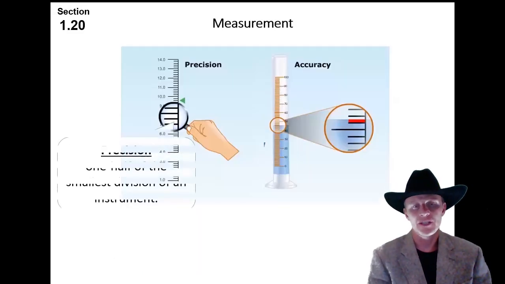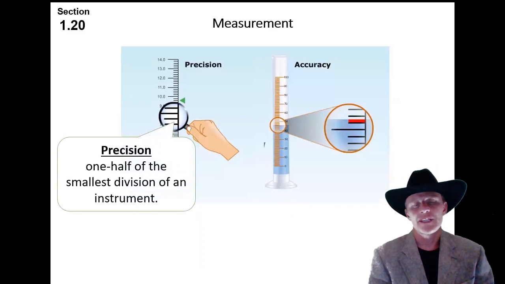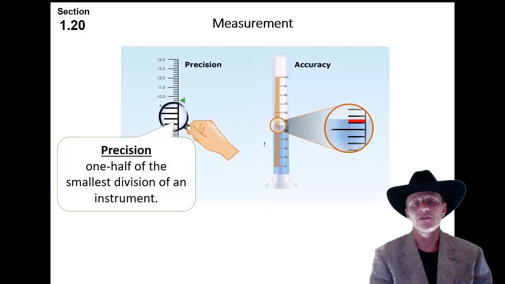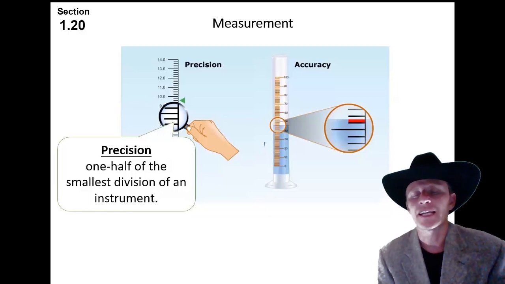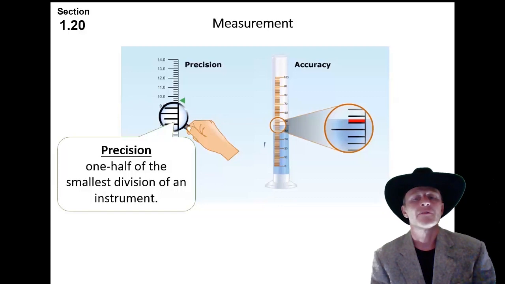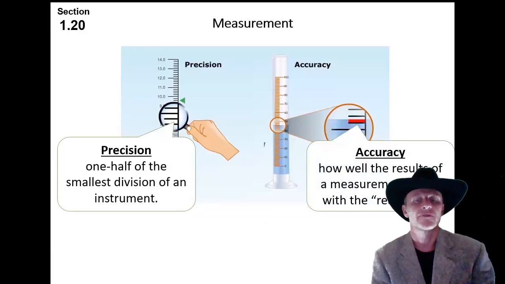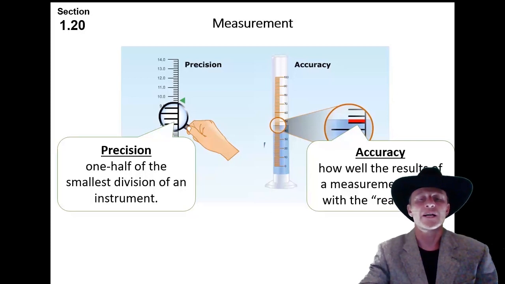Precision's definition. You see all the lines on a scale. Precision's definition comes from those lines. So if you go 1/2 of the distance from one line to the next line on a scale and you figure out what that is, that's what we're calling precision. It has nothing to do with the measurement. It has everything to do with the scale. Accuracy, on the other hand, has everything to do with the measurement. Accuracy refers to how closely the results of a measurement agree with the real value.